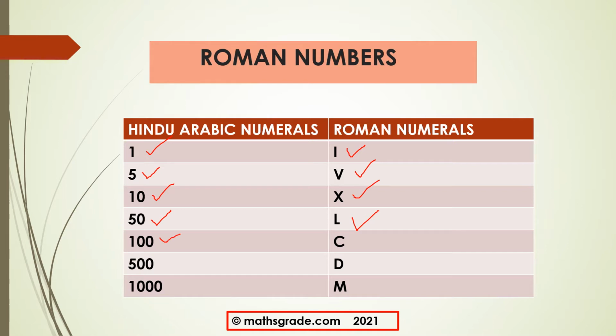100 is written as C in Roman numerals. 500 is equal to D. 500 is D in Roman numerals. And 1000 is the Roman number M, capital M. These are the Roman numbers for the Hindu-Arabic numerals: 1 for I, 5 for V, 10 for X, 50 for L, 100 for C, 500 for D, and 1000 for M. L, C, D, M for 50, 100, 500 and 1000.